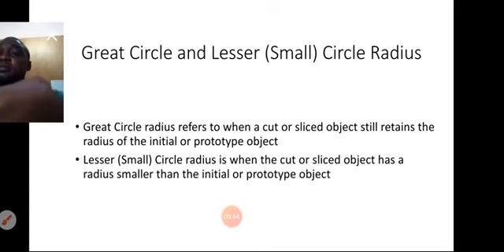Great circles and lesser circles. Some books use small circle radius. So when I talk about lesser circles, I'm referring to small circles. I will not have you be confused.